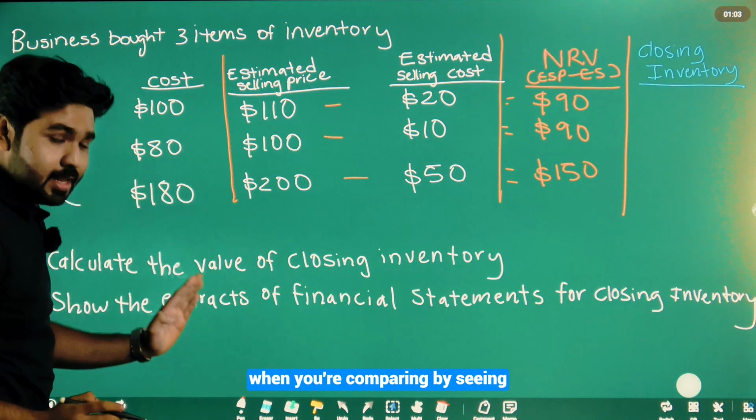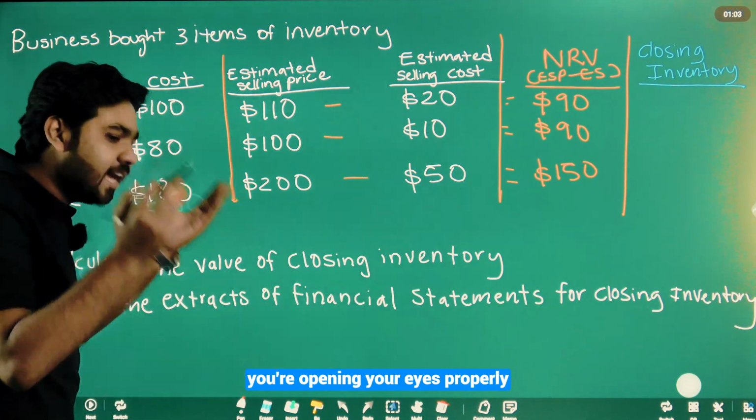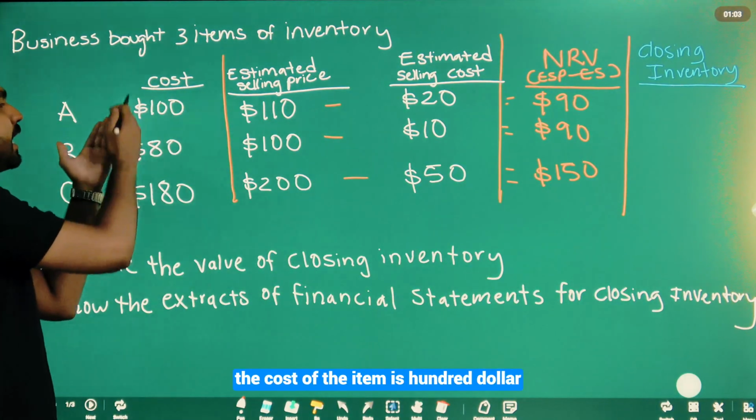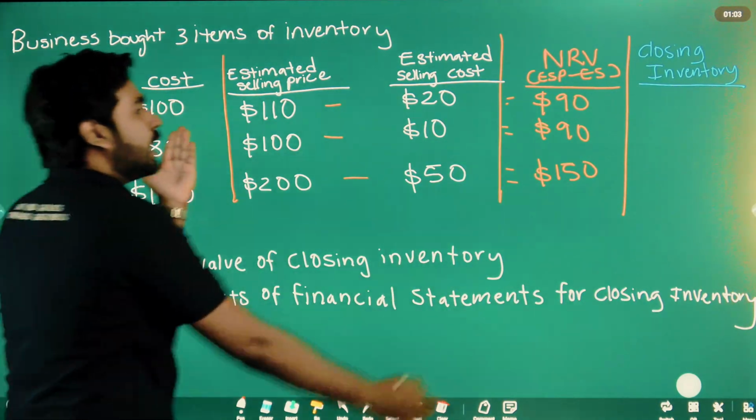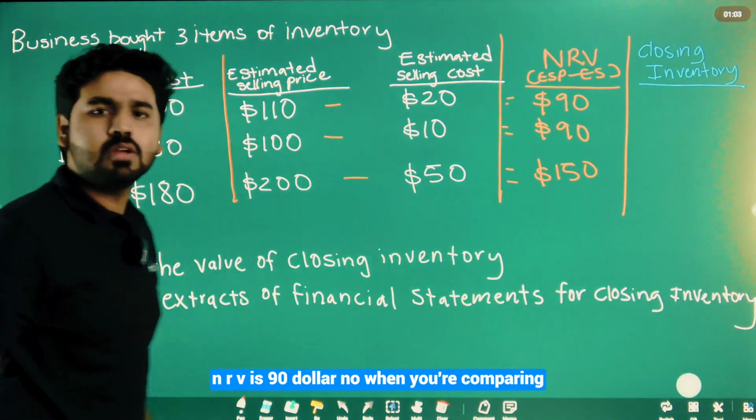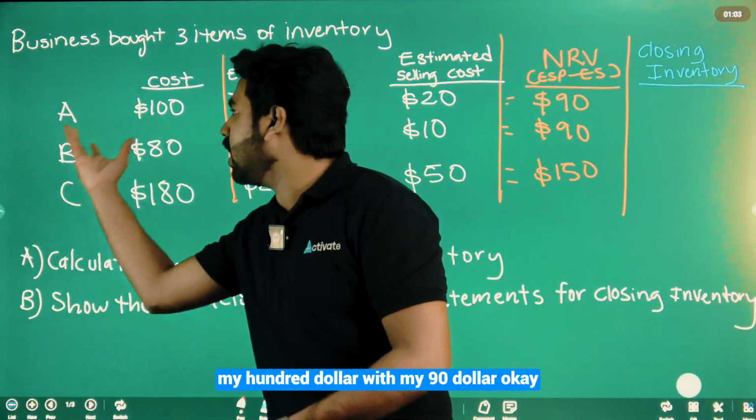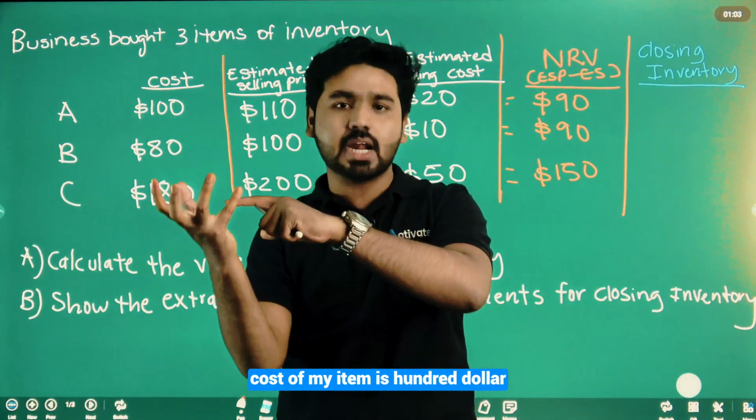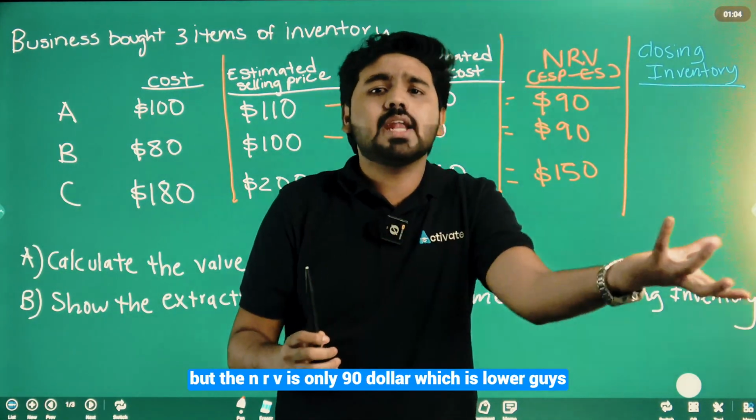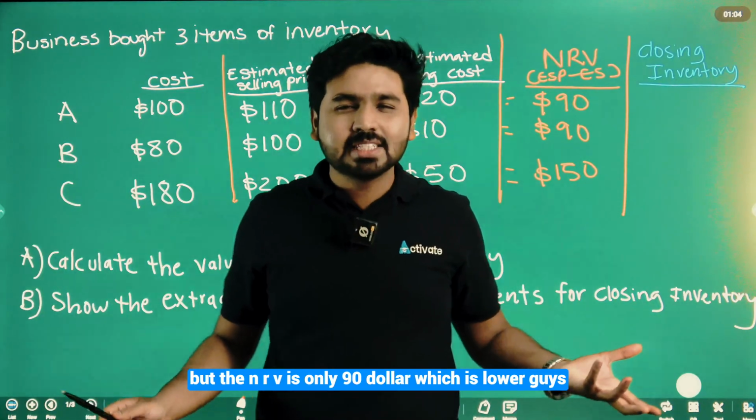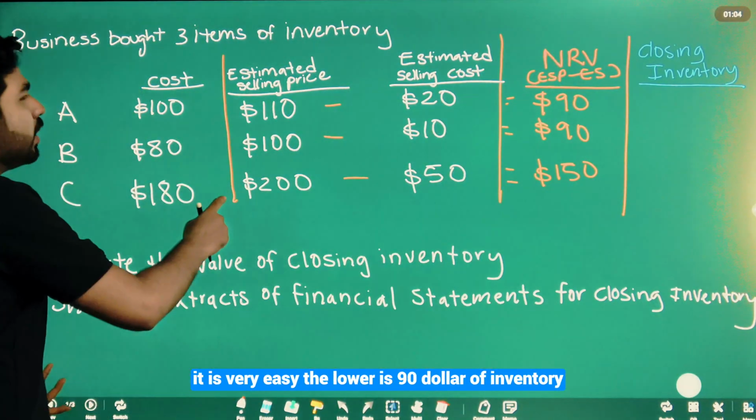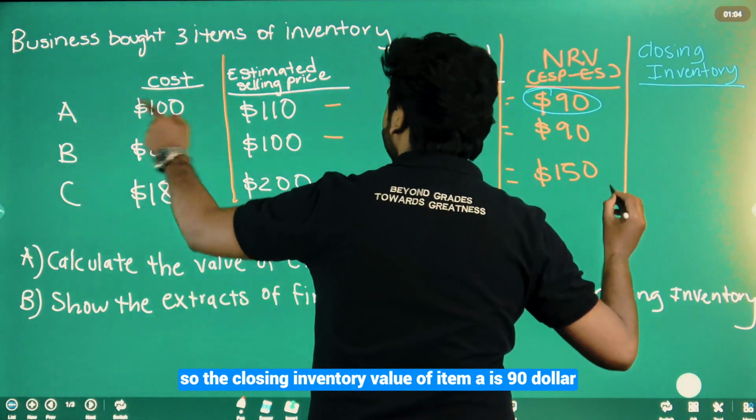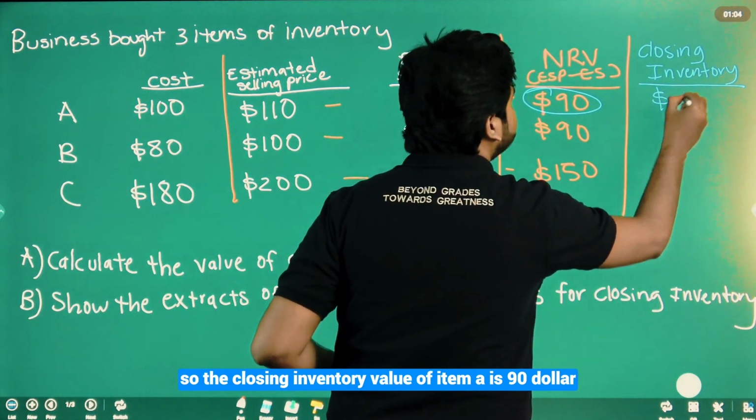When you're comparing, by opening your eyes properly and just checking, guys, it's very easy. The cost of item A is $100, NRV is $90. Which is lower, guys? It is very easy. The lower is $90 of NRV. So the closing inventory value of item A is $90.